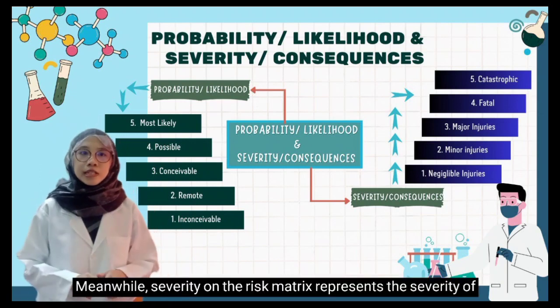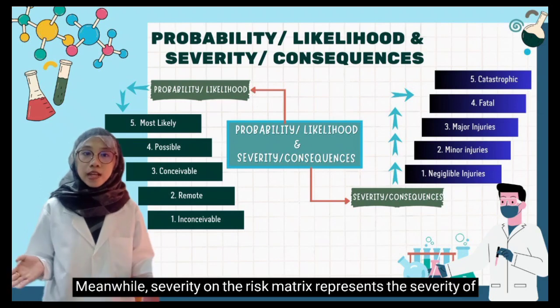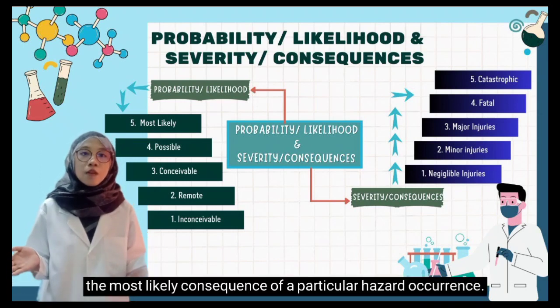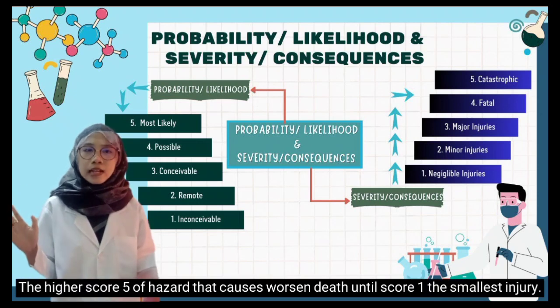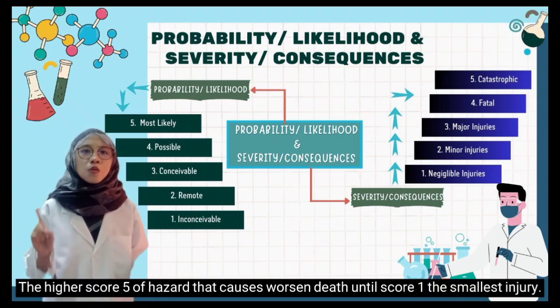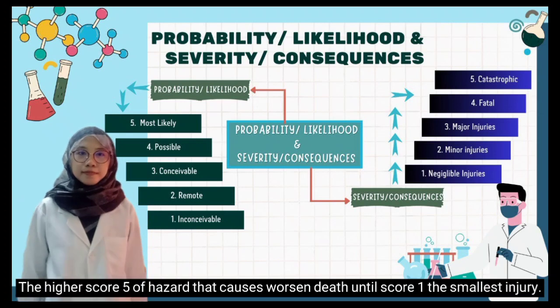Meanwhile, severity on the risk matrix represents the severity of the most likely consequence of a particular hazard occurrence. The highest score 5 is for a hazard that causes fatality or worse, down to score 1, the smallest injury.